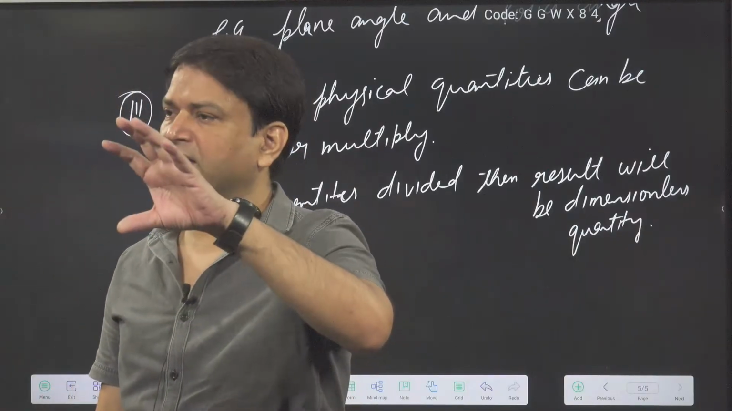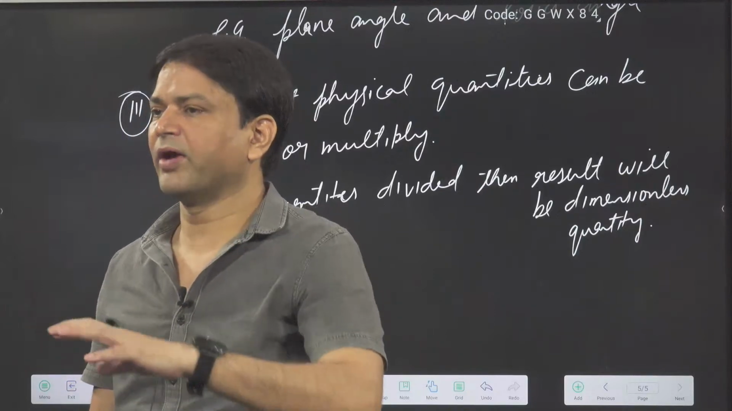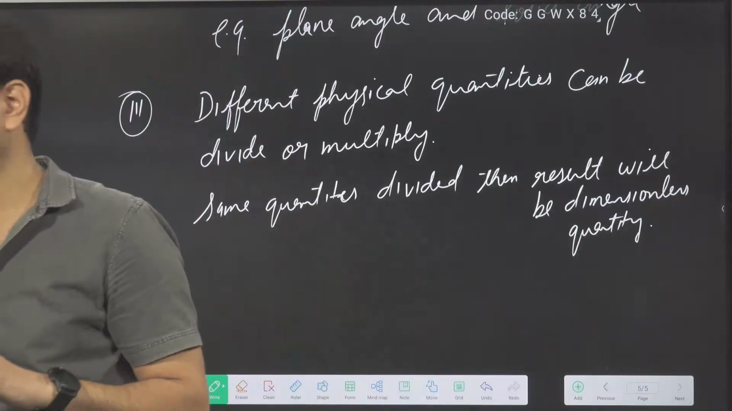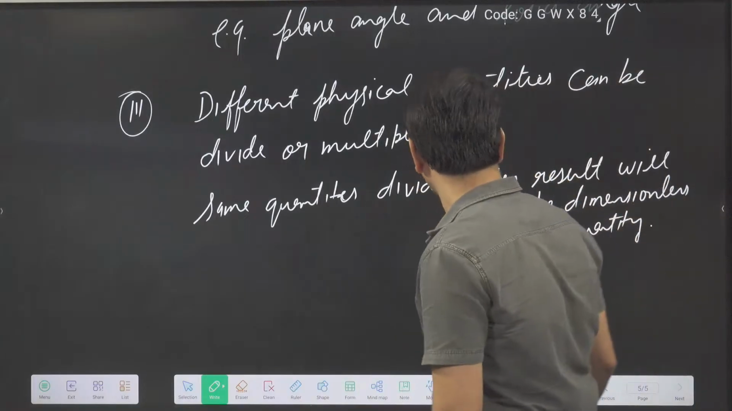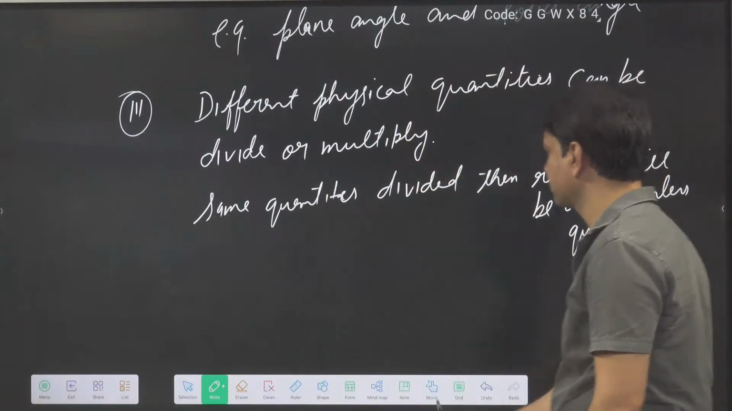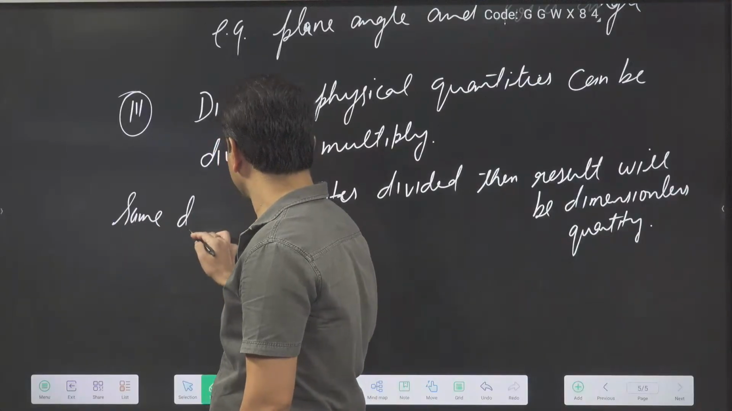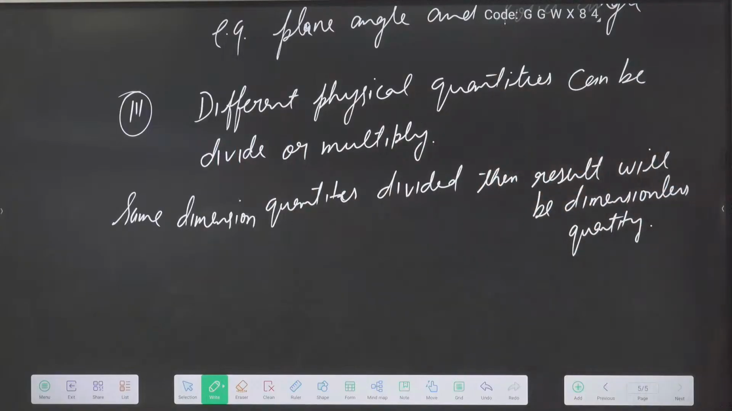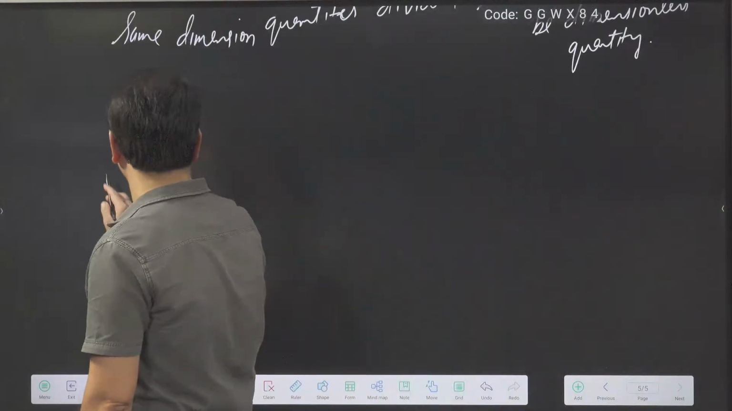So we can divide different physical quantities and we can multiply different physical quantities. When we divide the same unit, the result is a unitless quantity. Everybody got or not? Here you can write same dimension quantities. Completed. Next one is the principle of homogeneity.